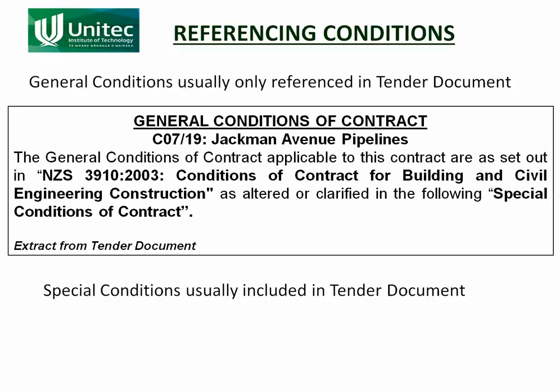Now when we're looking at specifications, you'll see that we reference other New Zealand standards, and it's the same thing. We reference them and therefore they become part of that contract agreement. The special conditions are usually included because they're specific to the contract, and they vary from contract to contract. So the special conditions are included, so you copy the first schedule out, you fill in the gaps, and you paste that into your document.